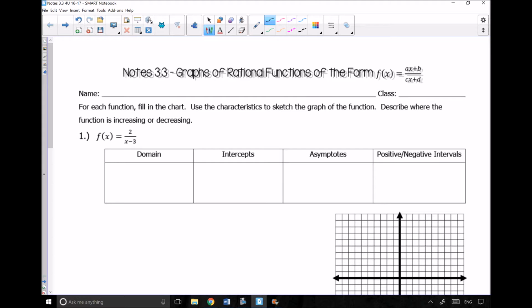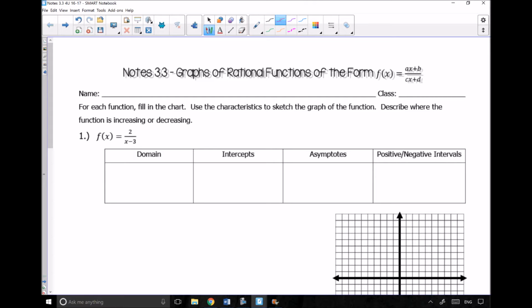We are looking at notes 3.3, which are on graphs of rational functions of the form ax plus b over cx plus d. So for each function, fill in the chart. Use the characteristics to sketch the graph of the function. Describe where the function is increasing or decreasing. So we're going to identify each one of these characteristics, we're going to graph it, and then we're going to figure out where our function is increasing or decreasing, okay?